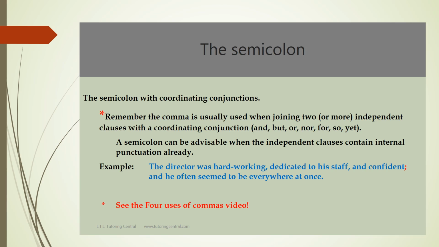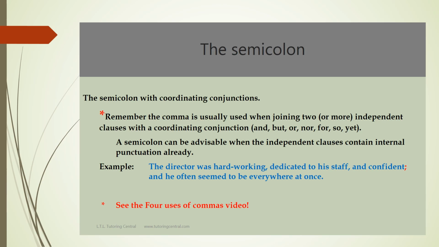Now, one last thing about semicolons. I'm going to talk about the semicolon with coordinating conjunctions. And you remember in the commas video, we talked about coordinating conjunctions, and there's 7 of them: and, but, or, nor, for, so, and yet. So that we can list all of those here. And remember, the comma is usually used when joining 2 or more independent clauses with a coordinating conjunction. But a semicolon can be advisable when the independent clauses contain internal punctuation already.